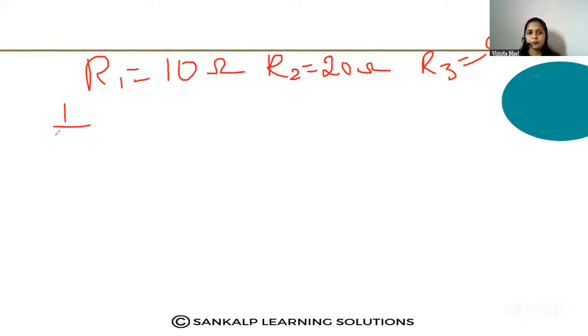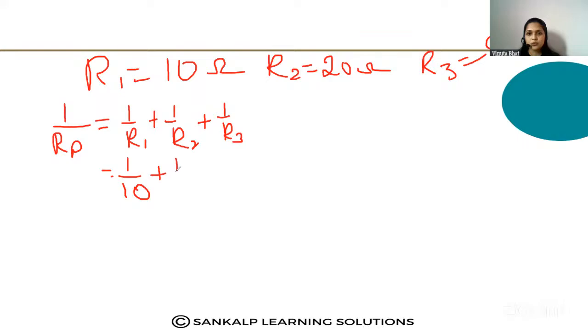So which formula do we have to apply? 1 by Rp is equal to 1 by R1 plus 1 by R2 plus 1 by R3. So this is the formula we have to apply here. R1 is 10, so 1 by 10, plus R2 is 20, so 1 by 20, plus R3 is 60, so 1 by 60. So find out the value here.